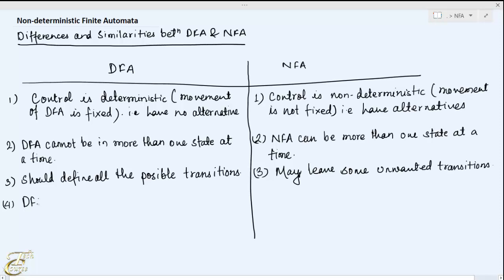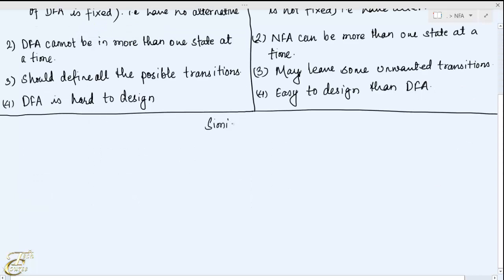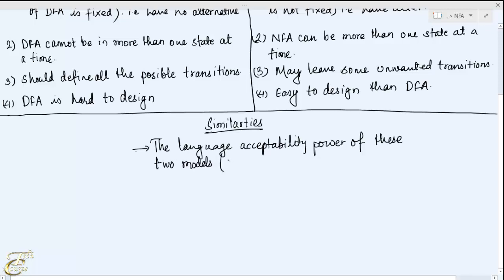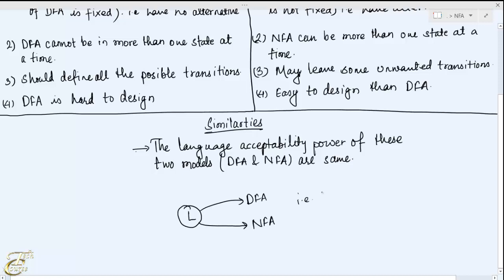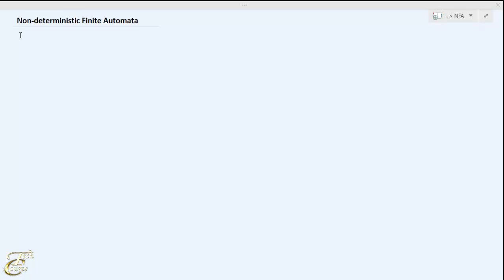DFA is hard to design as compared to NFA. NFA is easy to design as compared to DFA. Now, talking about the similarities of these two models, the language acceptability power of these two models, that is DFA and NFA, are the same. That means if we can construct a DFA for a language L, then we can also construct its equivalent NFA. That is, there are no languages for which we can construct a DFA but can't construct its equivalent NFA. Similarly, there are no languages for which we can construct an NFA but can't construct its equivalent DFA. Now let's define NFA formally.